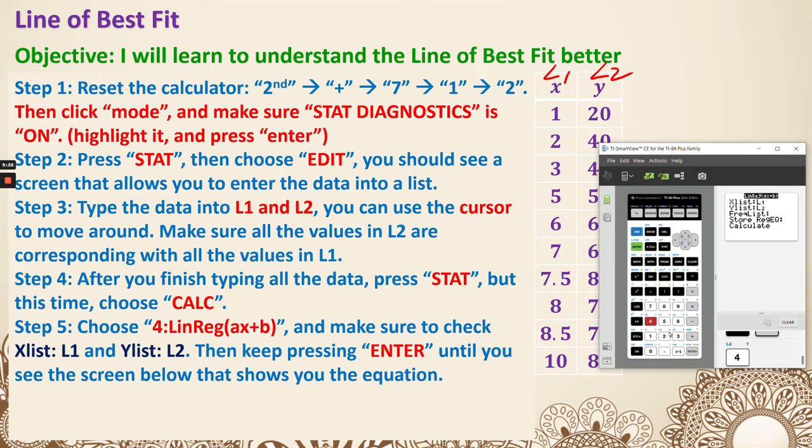And as of right now, our X is actually L1, so I just need to click enter. And then our Y list is actually L2, so I just click enter again. And for these, we don't need to worry about them, so I'm going to keep clicking enter until you see the word calculate being highlighted. So I click enter again. There we go. Now we have our lin reg.